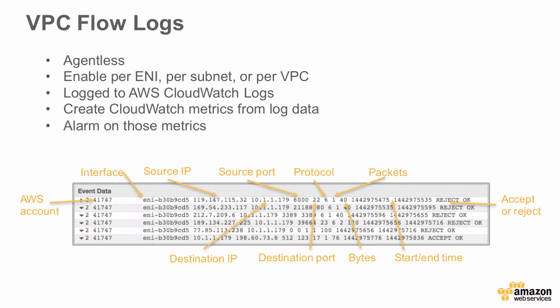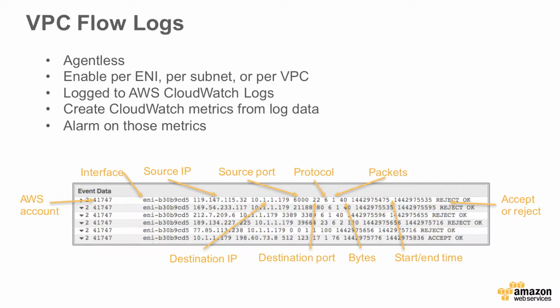So this is how the logs look. It's agentless. Again, we talked about ENI, right? And what you see here is you get the account number, the interface, source IP, destination IP, source port, destination port, what protocol, and the size of the packets, number of packets. And then you see the accept and reject. Those accepts and rejects are coming from security groups or network ACLs, right?